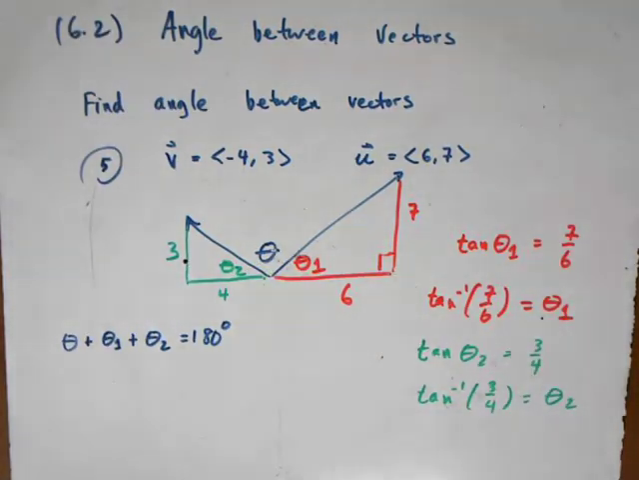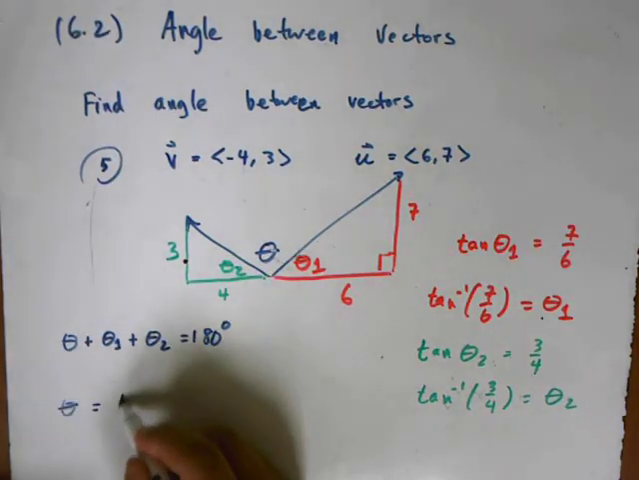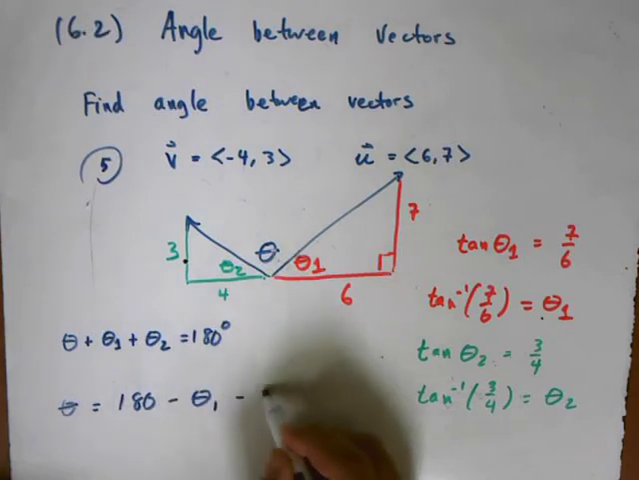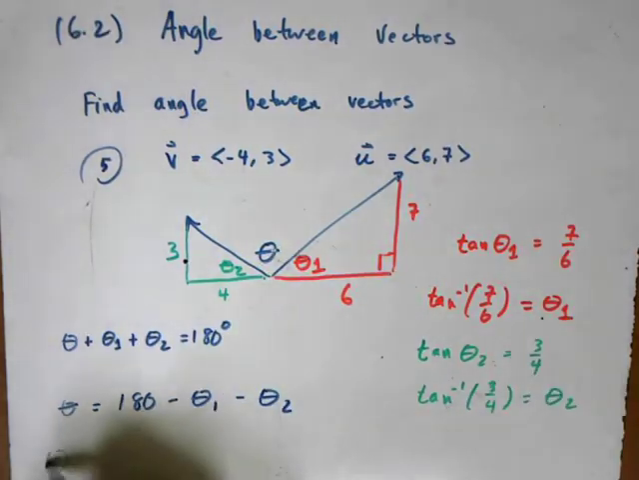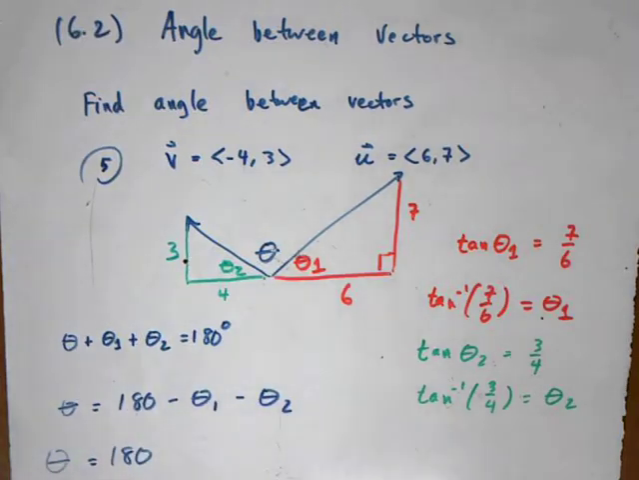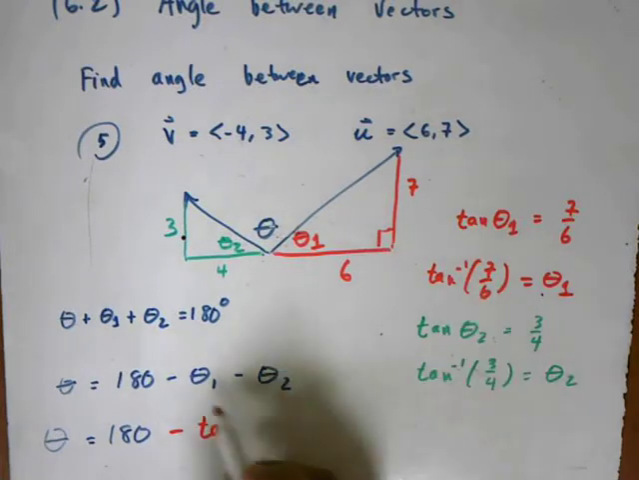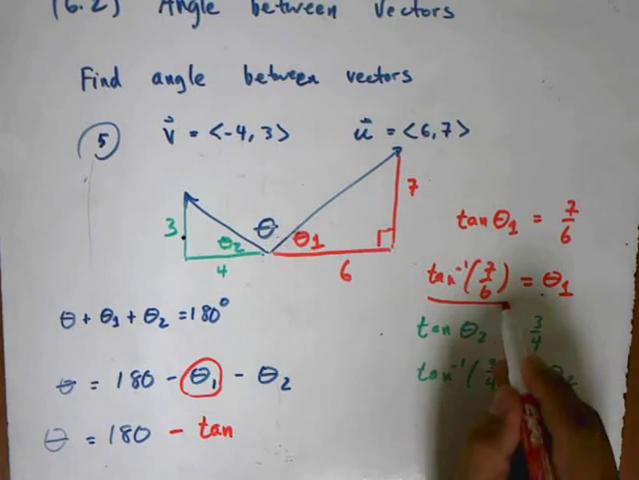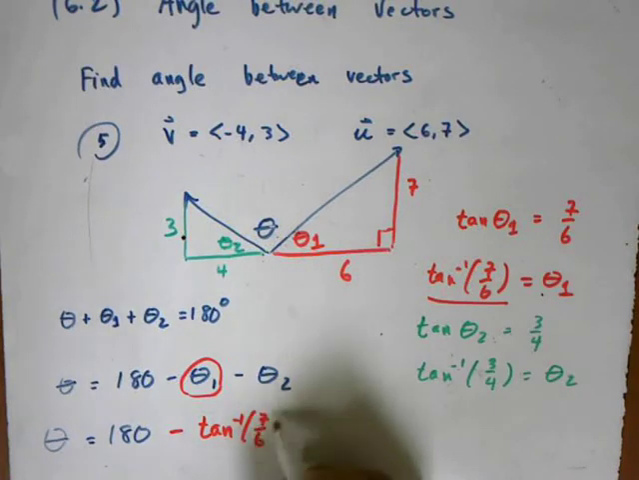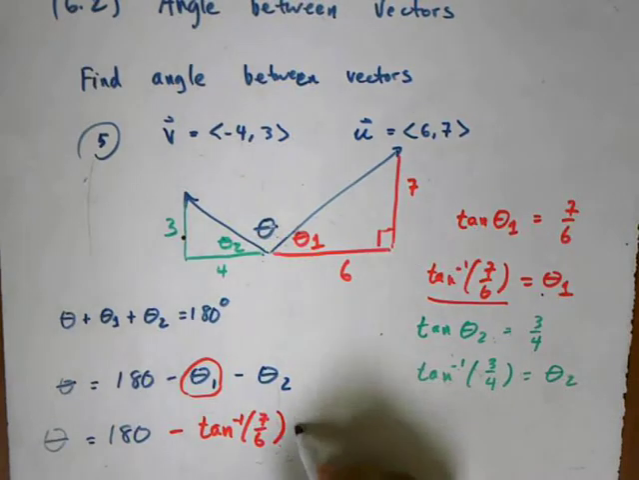And I'm not going to punch this into a calculator just yet because it can get cluttered, and I don't want to get too much rounding going on, because I might end up with a wrong rounded answer. So now I can actually solve this equation. I know that theta is equal to 180 minus theta 1 minus theta 2. Then just substitute that in. Theta is equal to 180 minus the inverse tangent of 7/6, because I know that theta 1 right here is this value, minus theta 2, this right here, well, that's just the inverse tangent of 3/4.